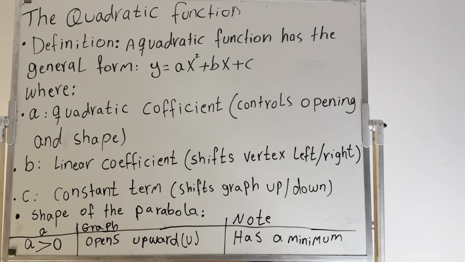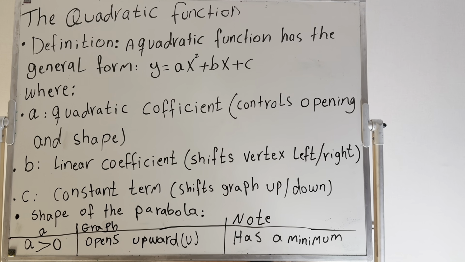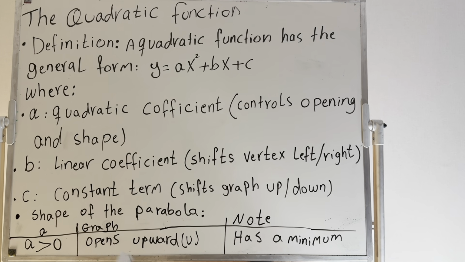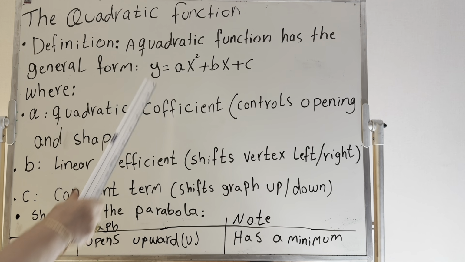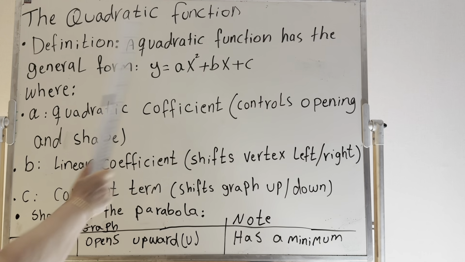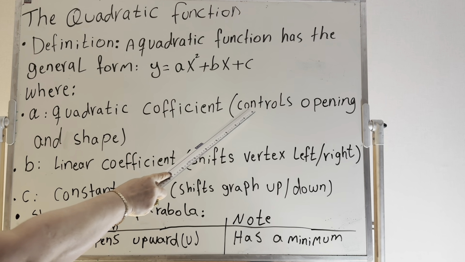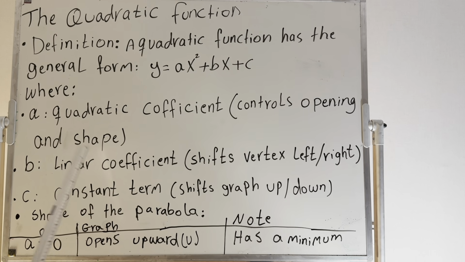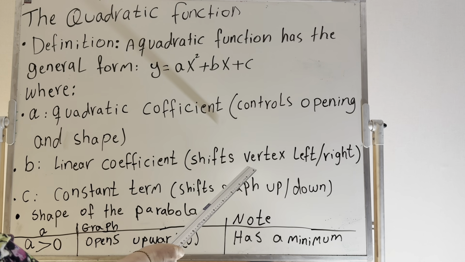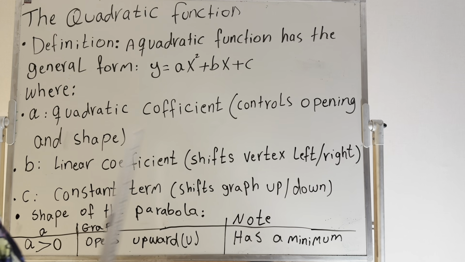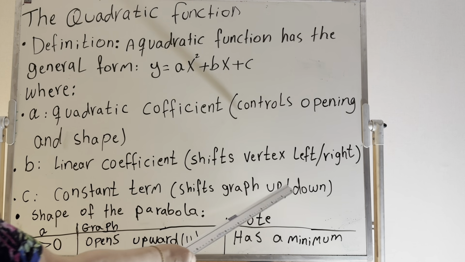Hello, today I will speak about the quadratic function definition. A quadratic function has the general form y equals ax squared plus bx plus c, where a, the quadratic coefficient, controls opening and shape, b, the linear coefficient, shifts the vertex left and right, and c, the constant term, shifts the graph up and down.